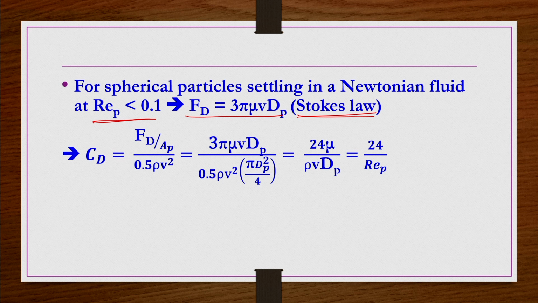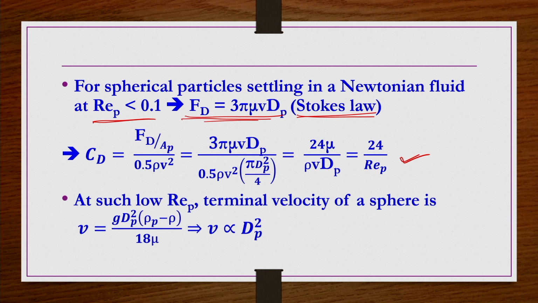Some of you may also know that for spherical particles settling in a Newtonian fluid, Stokes law is nothing but CD equals 24 by REP. That comes from this. At such low REP, the terminal velocity of a spherical particle is given as g dp square delta rho, that is rho p minus rho, divided by 18 mu. We are going to derive these relations in the next class anyway. So, if the Reynolds number is small, the settling or terminal velocity v is proportional to dp square, the square of the particle size.